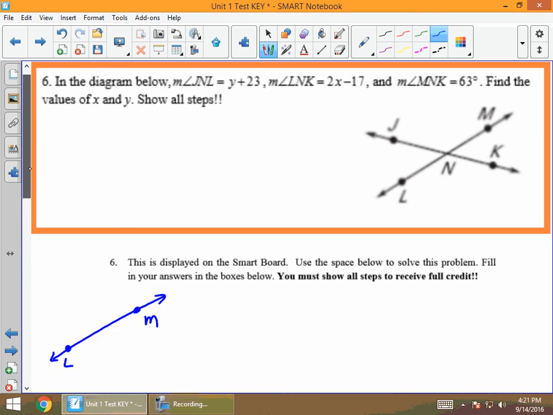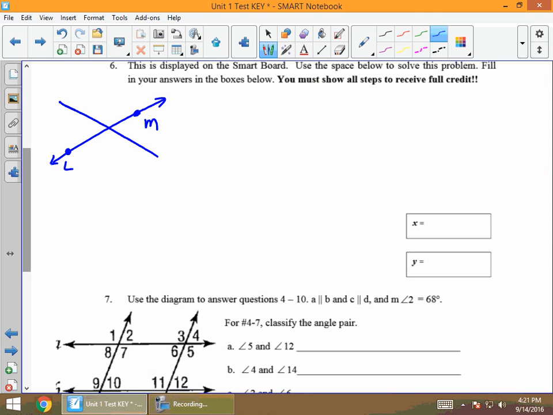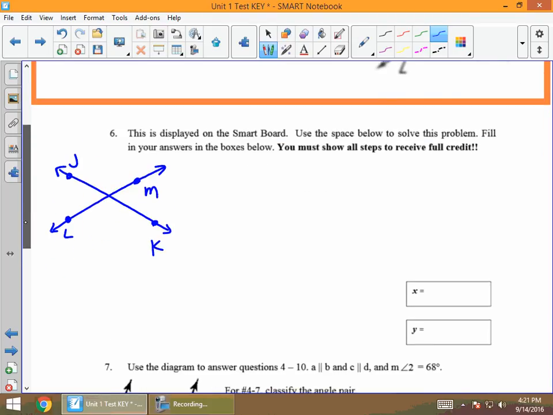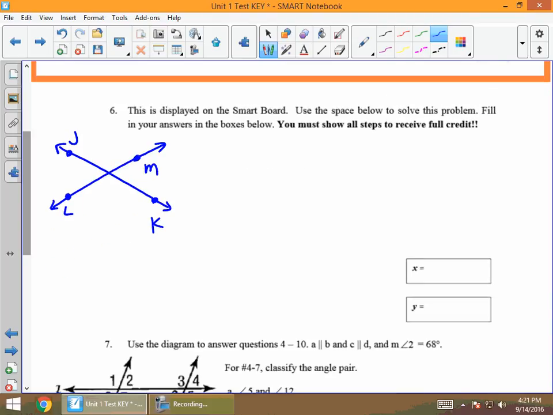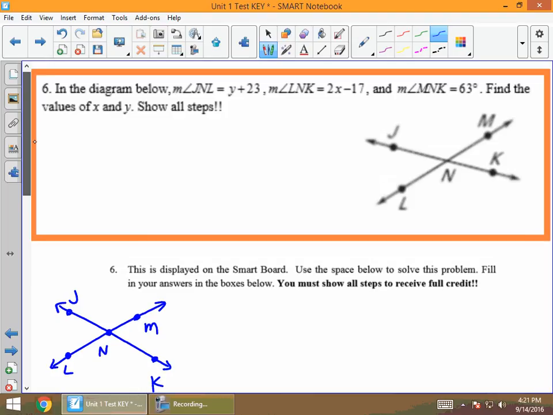And as I look back up, JK is coming down this way. So this is J and K. And I think it's point N is right in the middle. So right there is point N. All right, so I would have drawn this picture right on my paper. And then I'm going to label everything I know.